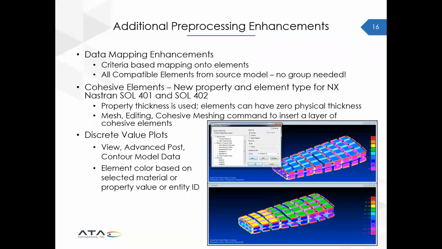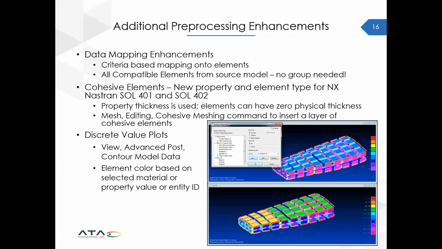There's a few other pre-processing enhancements to point at. The first is going to be data mapping enhancements. First, they've increased the speed for some of the data mapping algorithms, which is pretty great. In addition, you can now do criteria-based mapping onto elements, which is very handy. And then the other thing they've done is when you're doing your data mapping, maybe from one model to another, previously you would need a group in your original model so you could specify what elements you were trying to copy data from. Now there's an all-compatible element, so you don't have to have that source group.